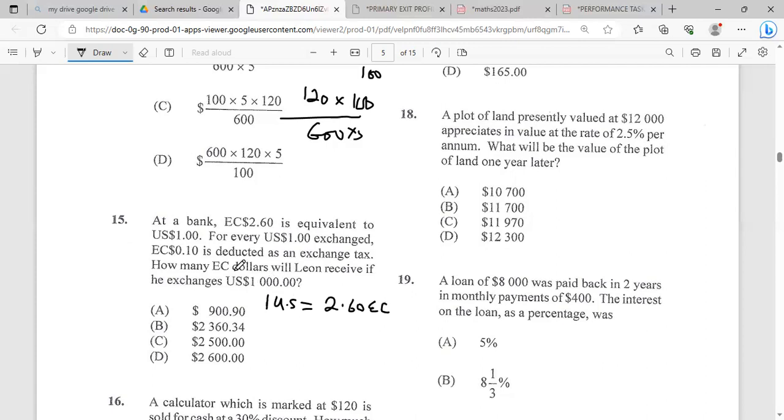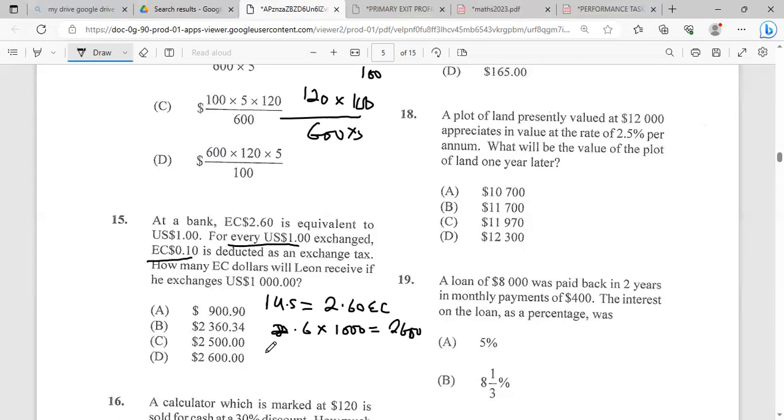All right. So he exchanged a total of $2.60, right? So it's going to be 2 times 2.6. So it's $1,000. So it's going to be 2.6 times 1,000, which gives us 2,600. All right, but remember, they did say for every US $1 exchange, it's going to cost EC $10.